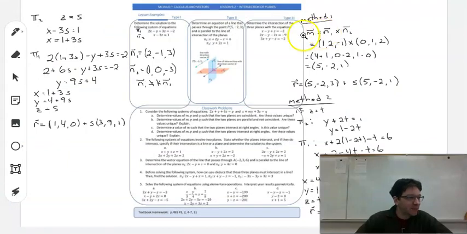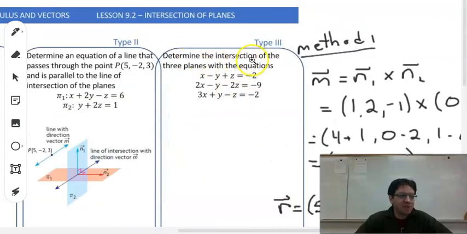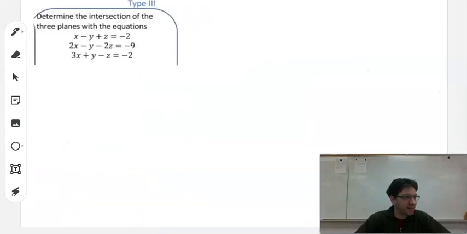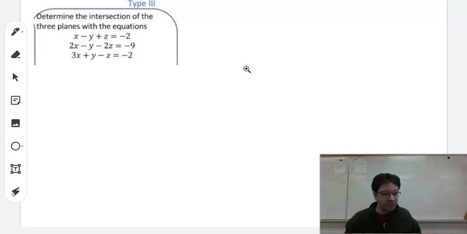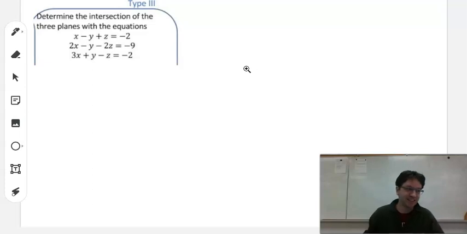This example here says determine the intersection of the 3 planes with these equations. So we need to figure out what x, y, and z are. I've run out of space on this page, and I knew I would, so I prepared this page. Solving 3 equations for 3 unknowns. I taught you an efficient and concise way of doing this yesterday, and I'm going to do that again, just so you can see how that works.